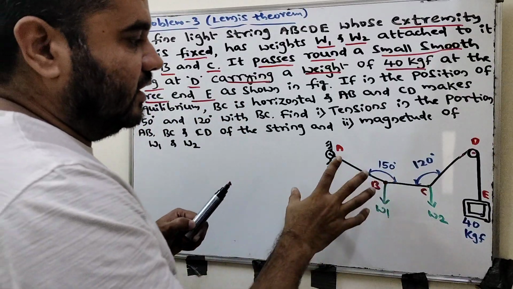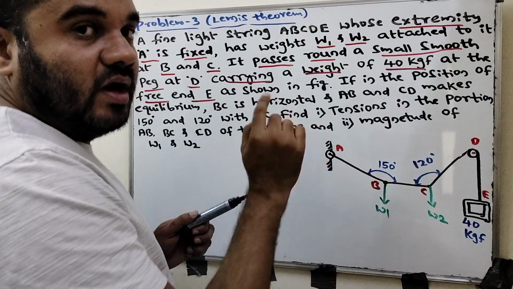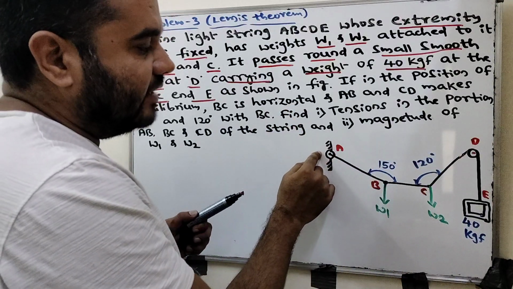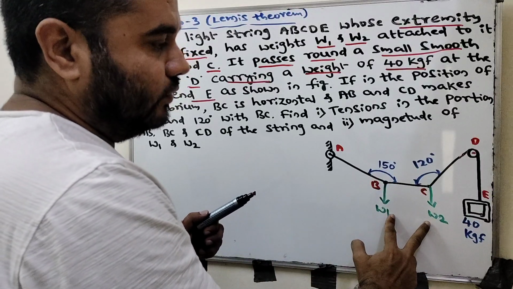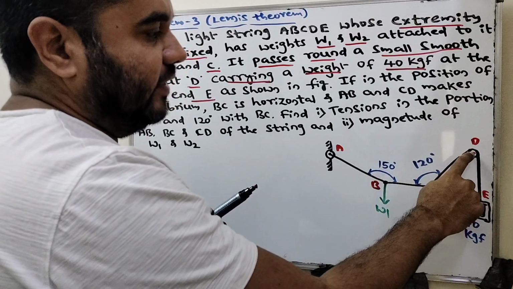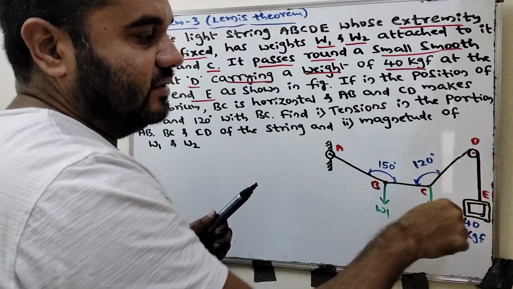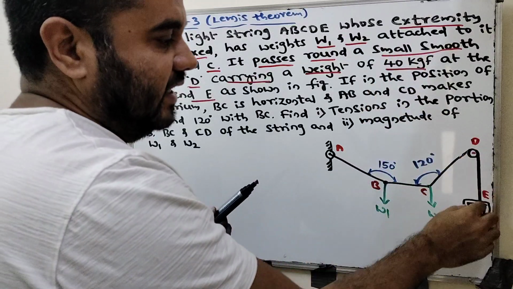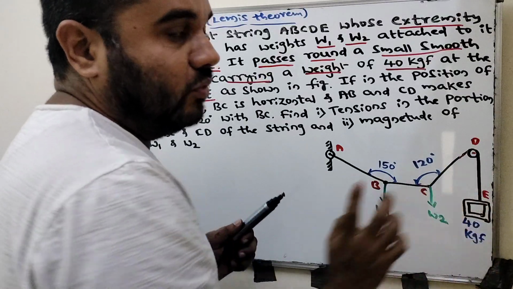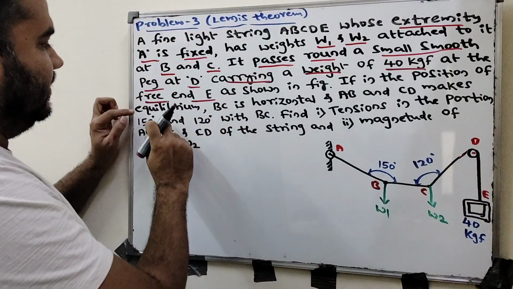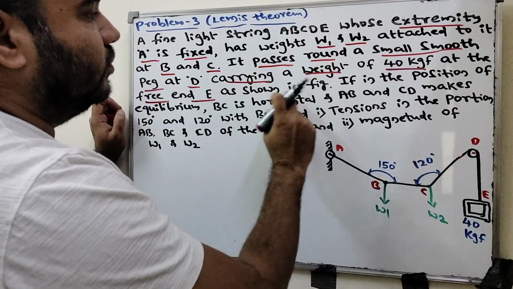So it has a string. One extremity is fixed at point A, and at points B and C there are two loads, W1 and W2. The next point is that it passes over a smooth peg, which is just like a rotary type. Next, you attach the load of 40 kgf at point E, as shown in the figure.